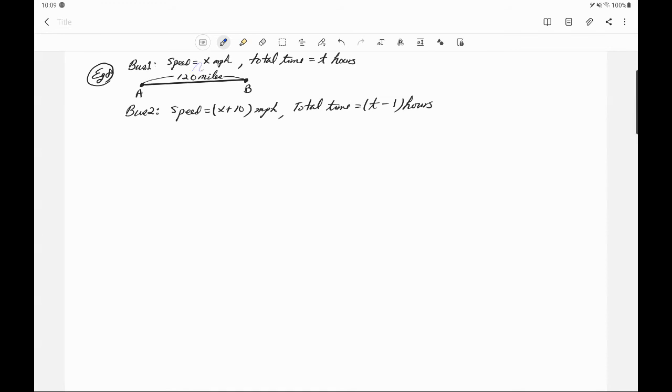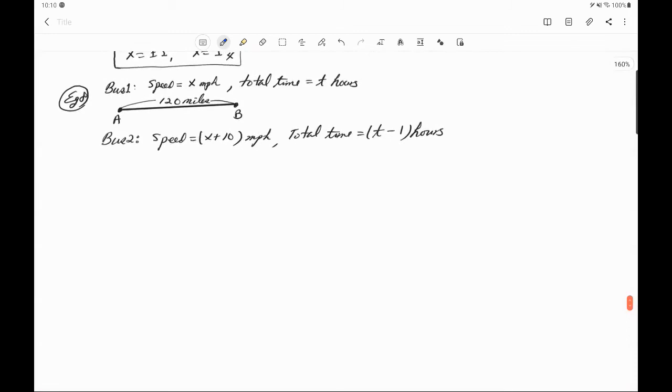So we can write it as this. If bus 1 speed is x miles per hour, then the speed of bus 2 is x plus 10 miles per hour. All right, and the given information is also that since bus 2 is faster, it arrived 1 hour faster than the time that bus 1 took. So if bus 1 took t hours, then bus 2 will take t minus 1 hours. So these are all given information. From this, we want to find the speed of bus 2 and bus 1.